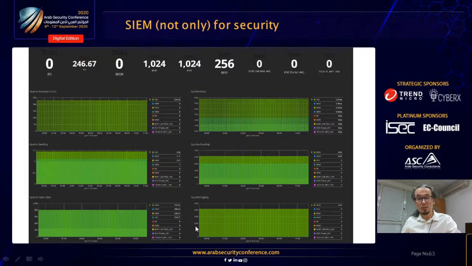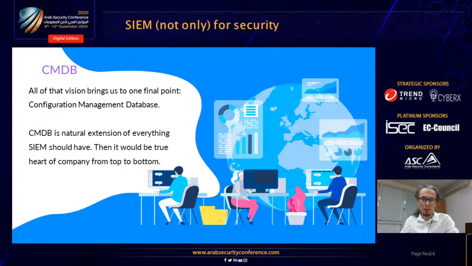Here is the same case where everything is stable, so nothing interesting here, but we are monitoring the access counts per port, the busy ports. Here are the readings and sendings per port, and so on. So Apache statistics.